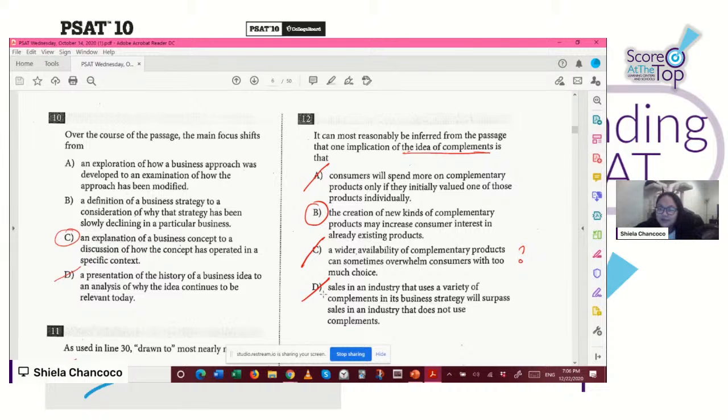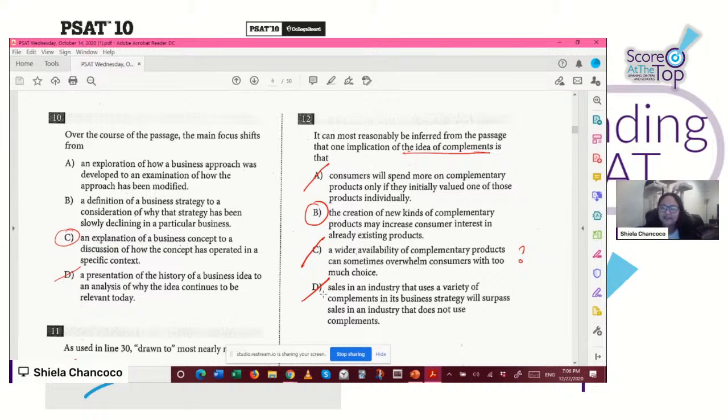So let's look at A. Consumers will spend more on complementary products only if they initially valued one of those products individually. Okay, is that the concept of complements? No. They said that if one of them is partnered with the other, and if that one product, i.e., CDs, went down, they're more than likely to go up and want concerts more. That's the concept, right? Wrap your head around that. Is that the same as A? No. Okay, so let's move on to B.